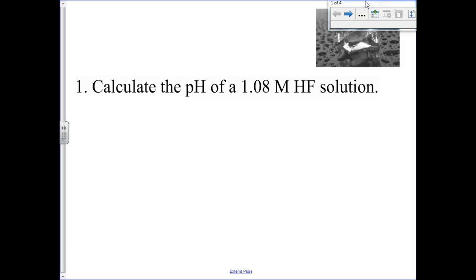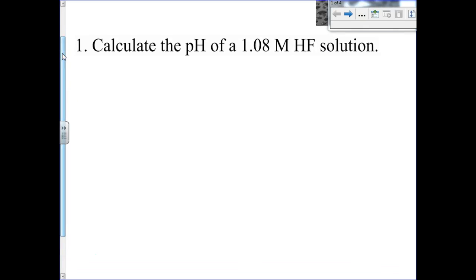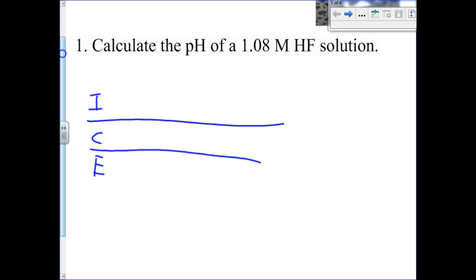We have to consider how much of it's going to break apart. We have to look at the Ka value to figure out what our pH is going to be. We've got to set up an ice table to figure this out, or a rice table. Again, if you want to write rice, that's cool.